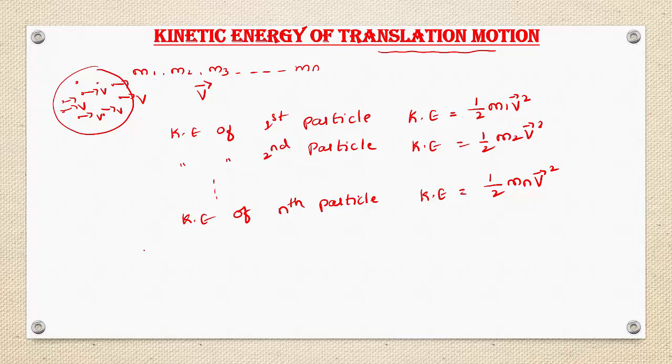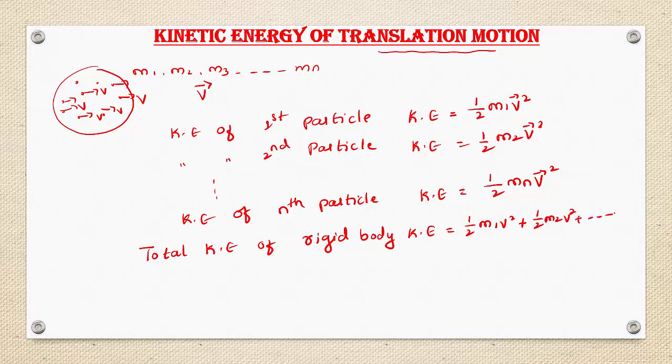Now I want total kinetic energy of the rigid body, because the rigid body contains n number of particles. So how to write total kinetic energy? Sum of kinetic energy of each particle. The first particle is half m1 v square plus second particle half m2 v square, up to n number of particles, half mn v square. This is kinetic energy of each particle. We are going to add all the kinetic energies, that gives total kinetic energy.